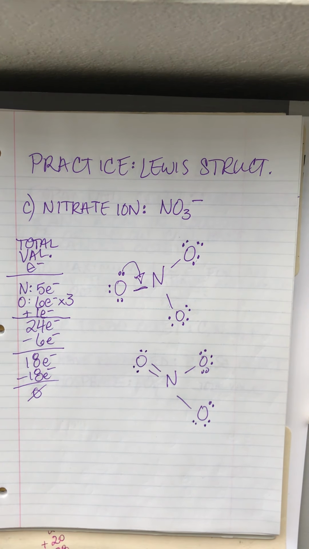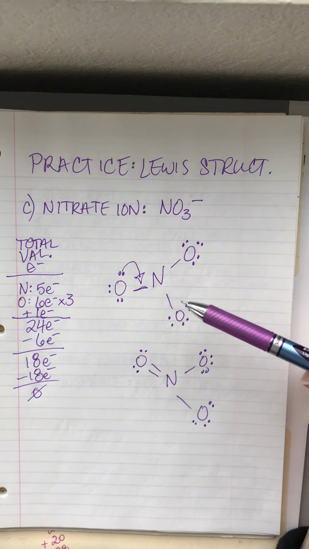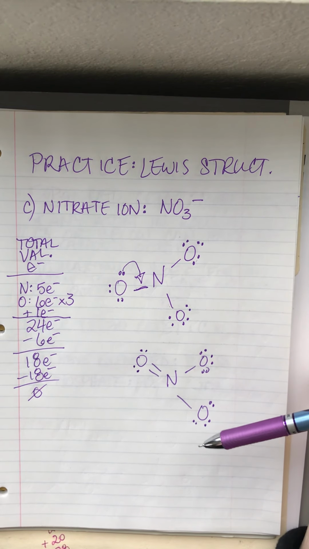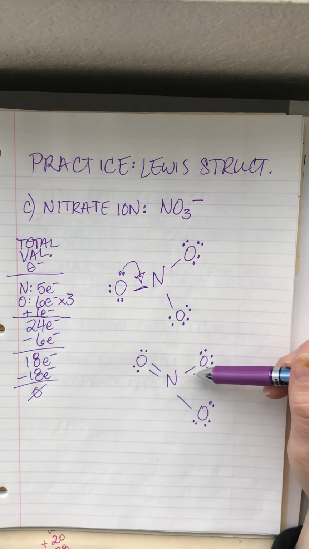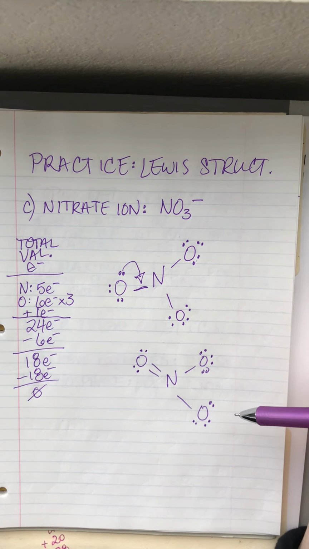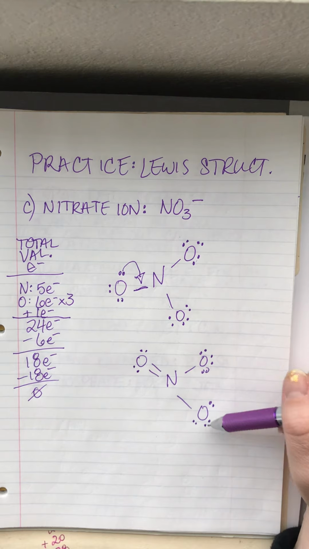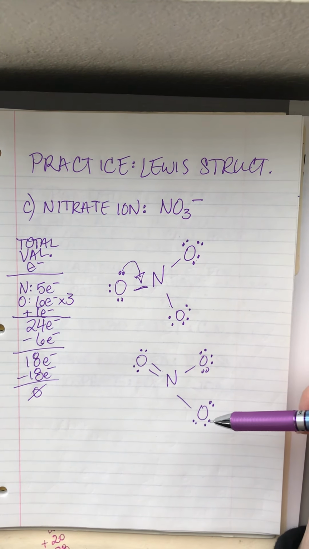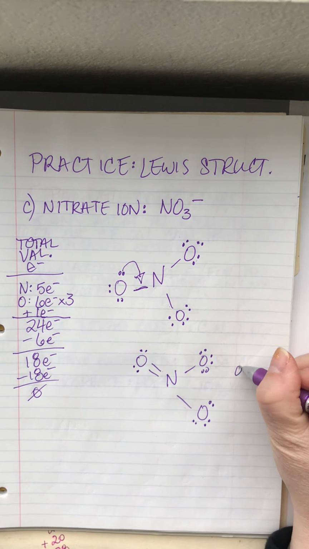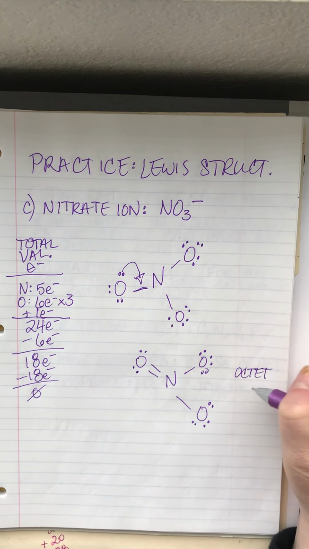So I've rewritten my structure here. Now I can retally my octet rule. 2, 4, 6, 8 around this oxygen, 2, 4, 6, 8 around this oxygen, and 2, 4, 6, 8 around this oxygen. 2, 4, 6, 8 around nitrogen. We are good to go. Octet satisfied.